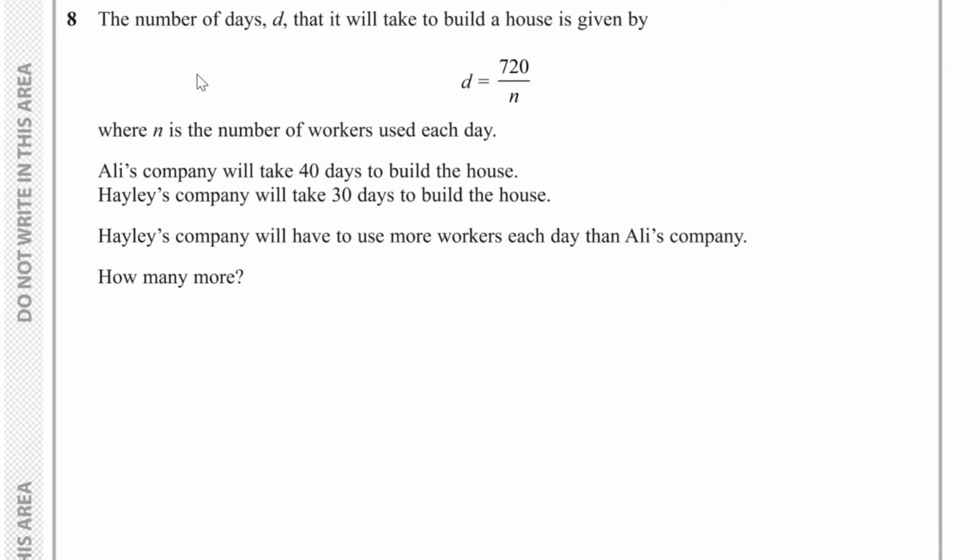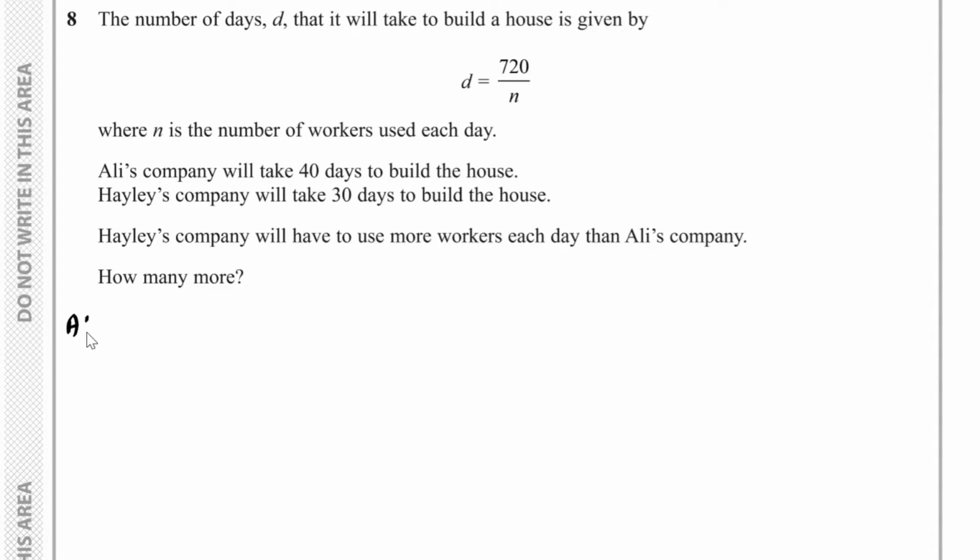Question number 8. The number of days d that it will take to build a house is given by d equals 720 over n, where n is the number of workers used each day. Ali's company will take 40 days to build a house, and Haley's company will take 30 days to build the house, and Haley's company will have to use more workers each day than Ali's company. How many more? For this question we can find out how many workers per day Ali uses and how many workers per day Haley uses, and finding the difference between those will answer the question.